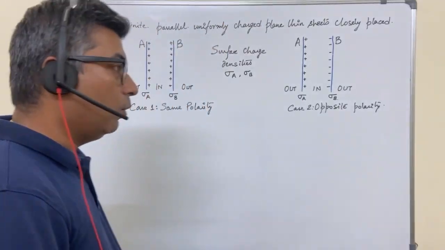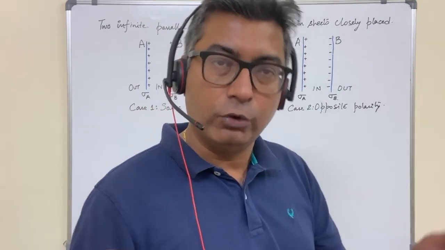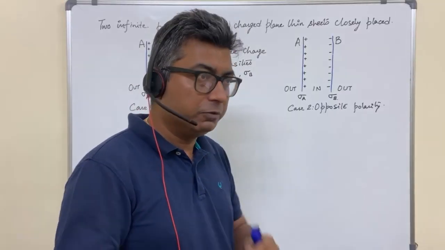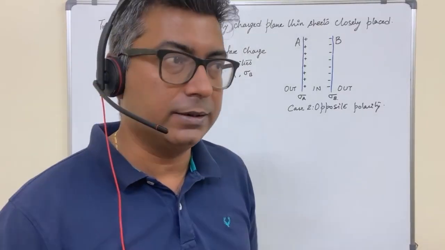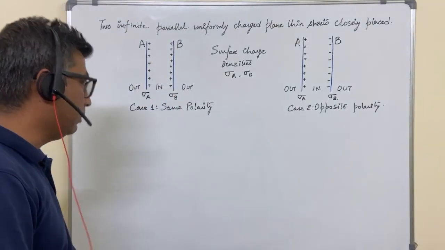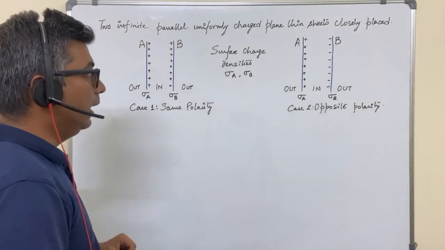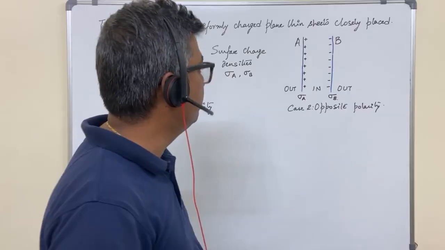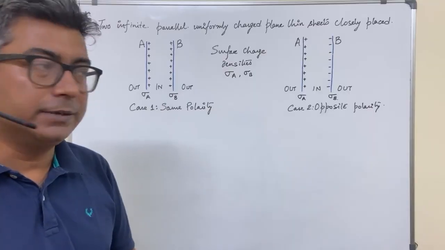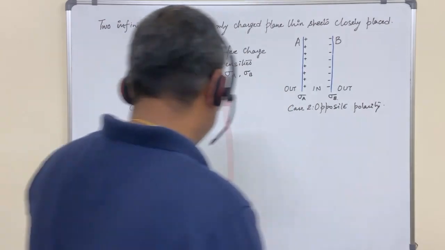But what happens when we bring two such sheets together, very close to each other, in proximity, very similar to what happens with a capacitor, where we have two conducting plates? Here we have two cases that we'll talk about: when the plates have the same polarity for A and B, and when we have opposite polarity, positive and negative. Sigma A and sigma B are the surface charge densities of the two plates.